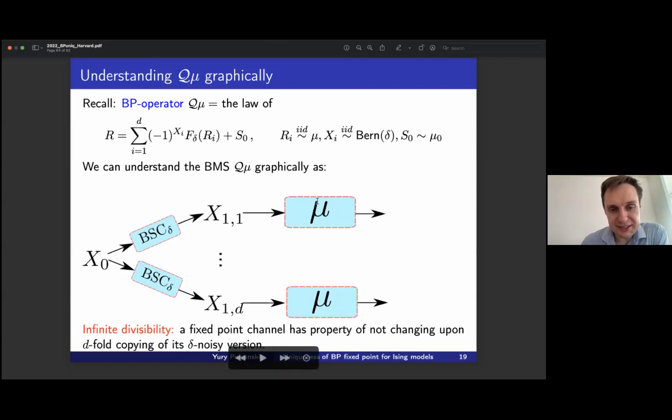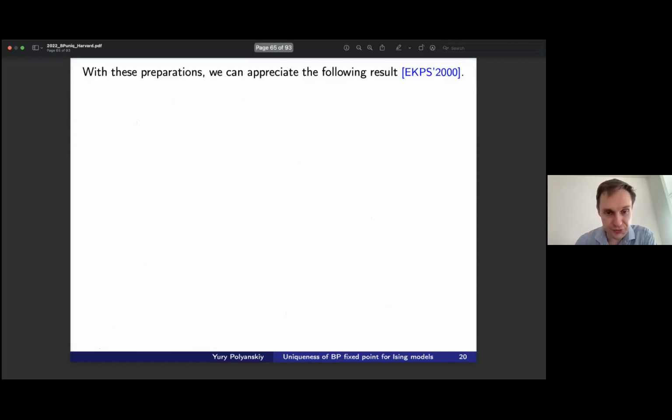Now notice that in this language, for an information theorist, this is a very natural language. It pains me to describe the Q mu operation as this formula, even though it's very nice and everybody can understand it. But this is the description I like, something very natural to me. And from this description, the fixed point equation Q mu equals mu becomes an infinite divisibility kind of question. I'm looking for channels which have this fantastic property that when you take D copies of them and feed them the delta noisy versions of the input bit, you produce exactly the same communication channel as you started with. This is kind of infinite divisibility. Our theorem says that there is only one such channel possible. That's a really interesting interpretation to me.